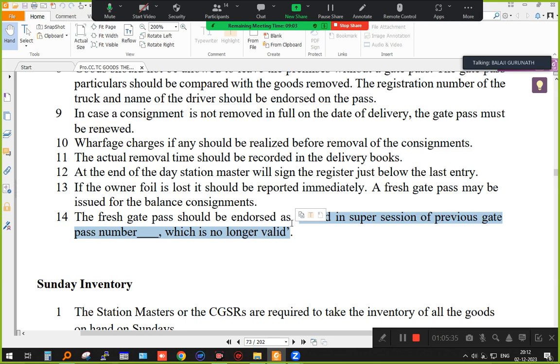Because these gate passes are usually lost inside the railway premises, somebody else should not bring that gate pass and take delivery erroneously. So immediately when the consignee knows that the gate pass is lost, he has to go to the parcel clerk or goods clerk and take a fresh gate pass, so that the old one is cancelled. If somebody surreptitiously brings that old gate pass and wants delivery, then we can refuse and we can hand over that fellow to the RPF also.